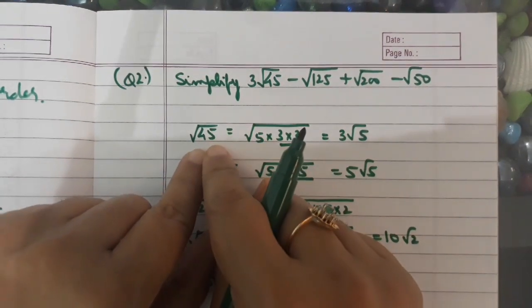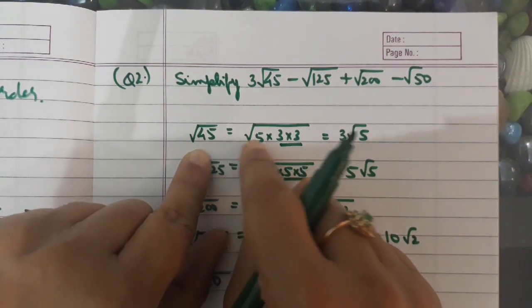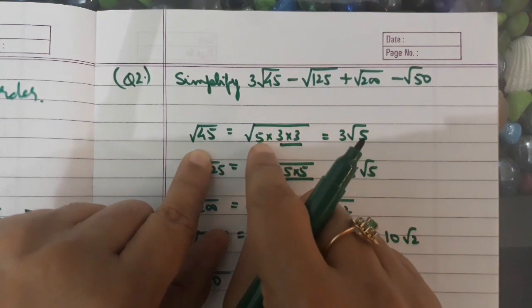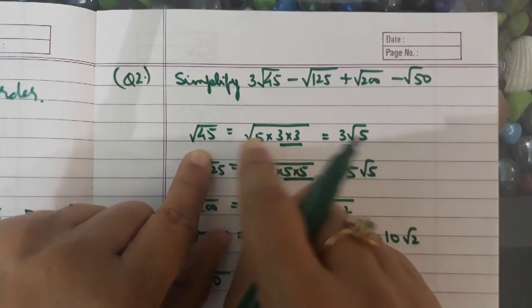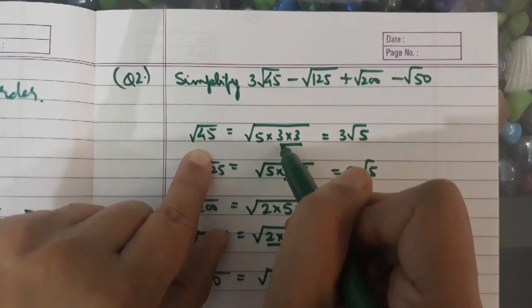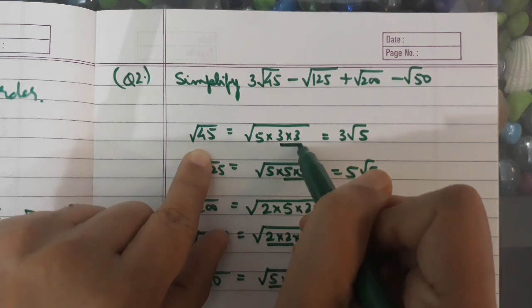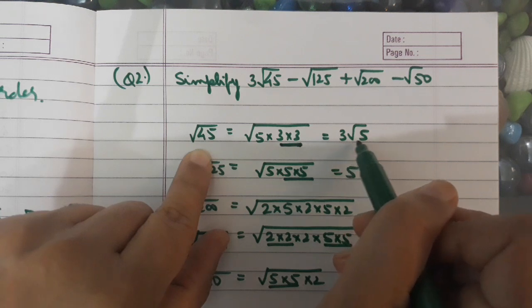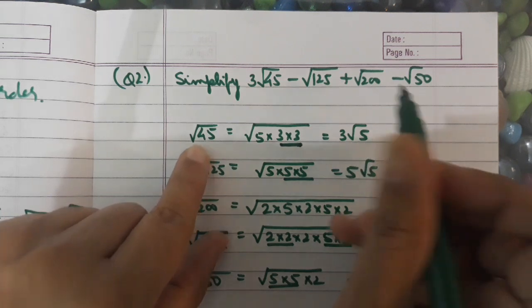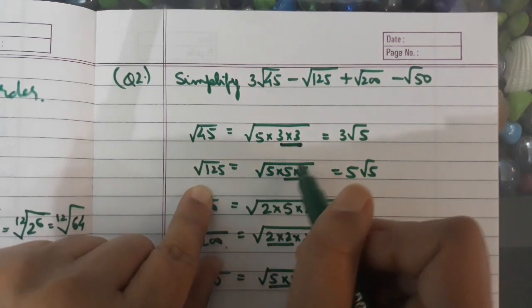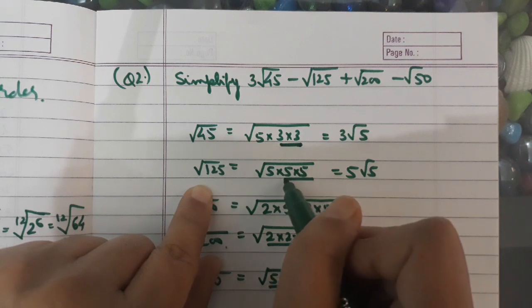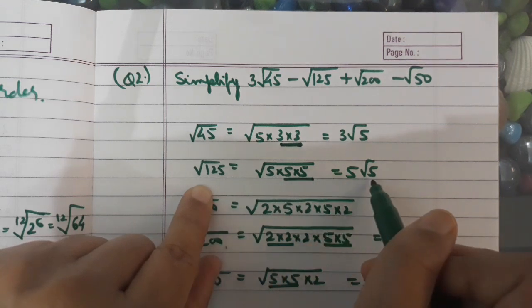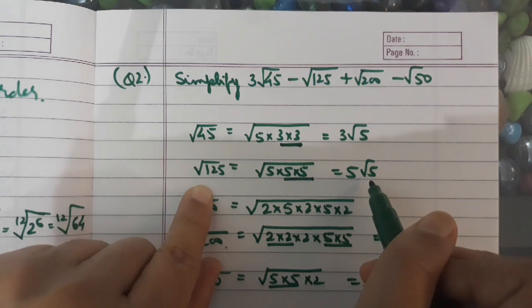So first of all, we take root 45, we do the prime factorization. It would be 5 into 3 into 3 under root. Now we make pairs. On making pairs, when it comes out of the square root sign, this becomes 3 root 5. Root 125 is under root 5 into 5 into 5. We make pairs, and this comes out to be 5 root 5.